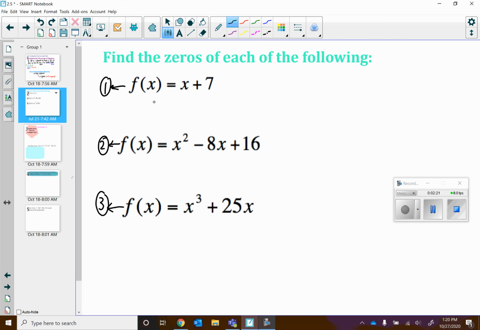For this first function, I notice that my degree is 1, right? X plus 7, this is just a first degree. If I set x plus 7 equal to 0, x equals negative 7 is my zero here. I have a first degree. I found 1 zero. It is a real zero.